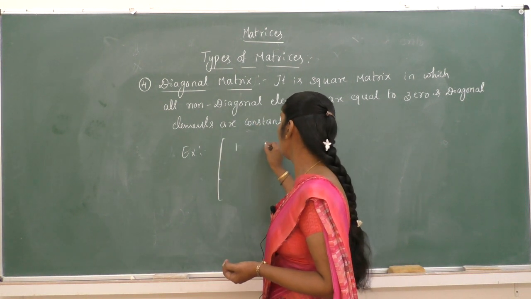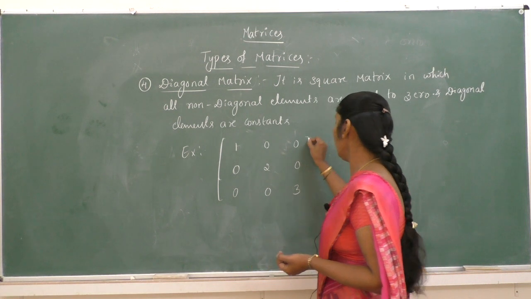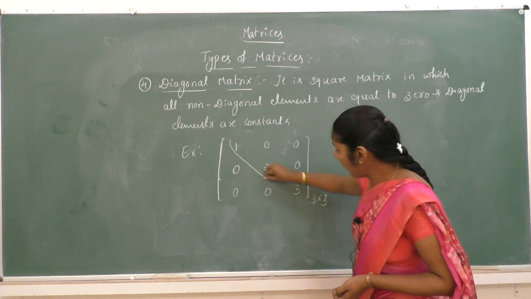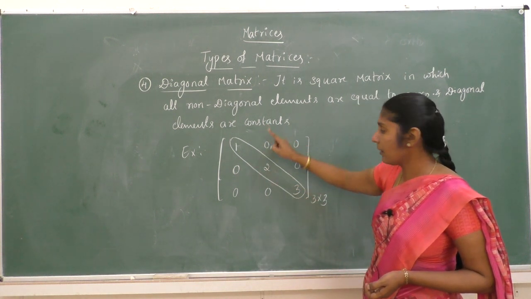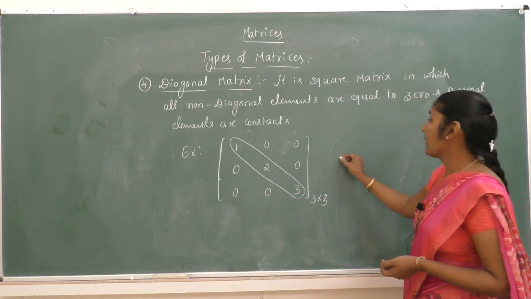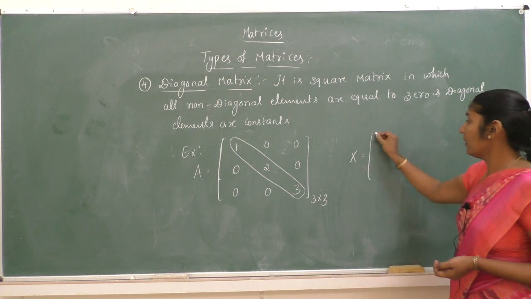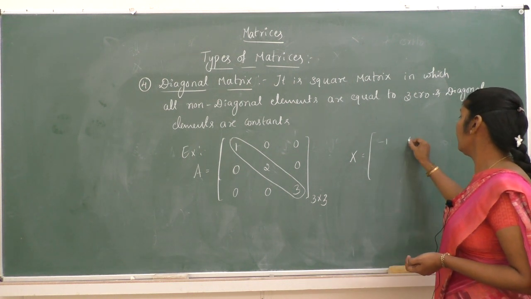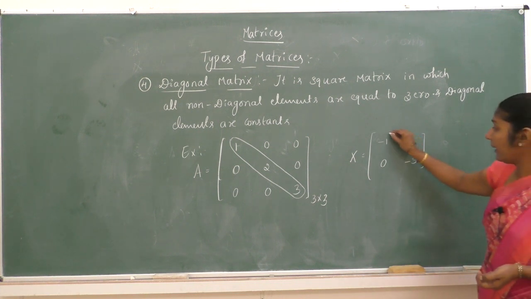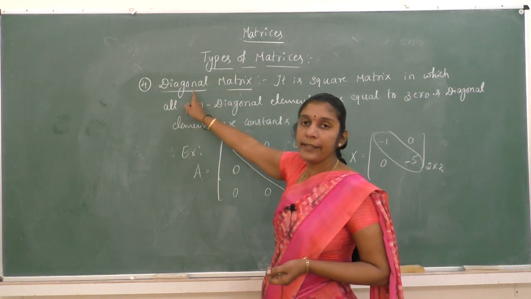So, an example for a diagonal matrix, it must be a square matrix: 1, 0, 0, 0, 2, 0, 0, 0, 3 is called a diagonal matrix whose order is 3 cross 3. In a diagonal matrix, all the diagonal elements are constants and the non-diagonal elements are all 0. Another example, let us represent another matrix of order 2 cross 2: minus 1, 0, 0, minus 5. Diagonal elements are constants and non-diagonal elements are 0. This type of matrix is called a diagonal matrix.